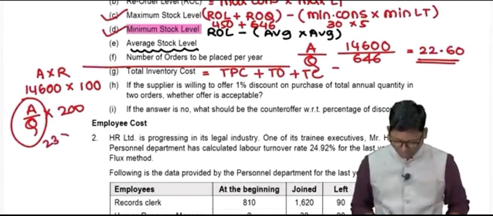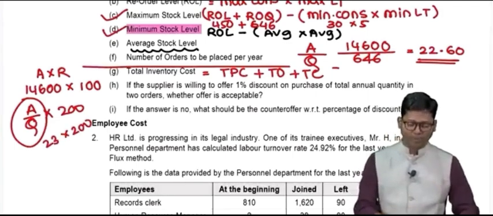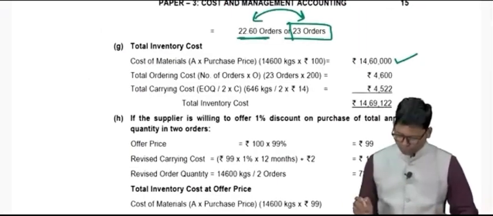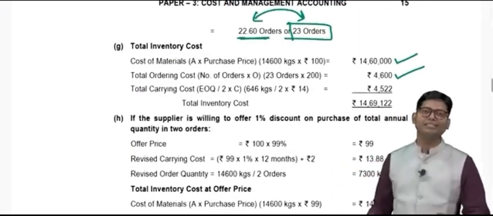So 23 orders, and each order costs you 200. 23 into 200 is equal to 4,600. See, the second answer is also given.